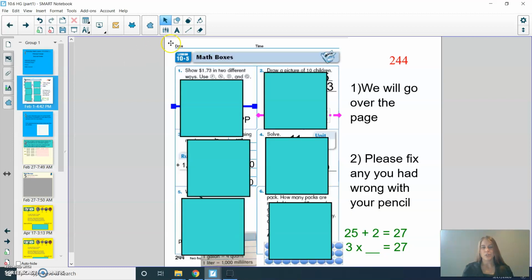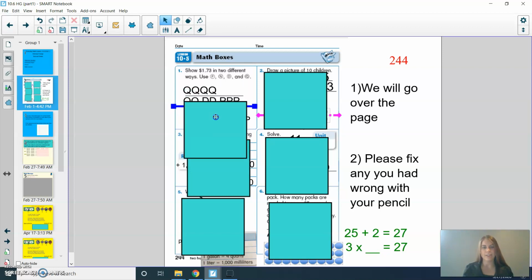The first thing we're going to do is go over math journal page 244 from Lesson 10.5. If you're noticing any that you had wrong, please fix any of your mistakes with your pencil and eraser. So for question 1, show $1.73 in two different ways, using pennies, nickels, dimes, and quarters. And there's lots of different answers that you could have had for this. I'm just going to show you two examples.